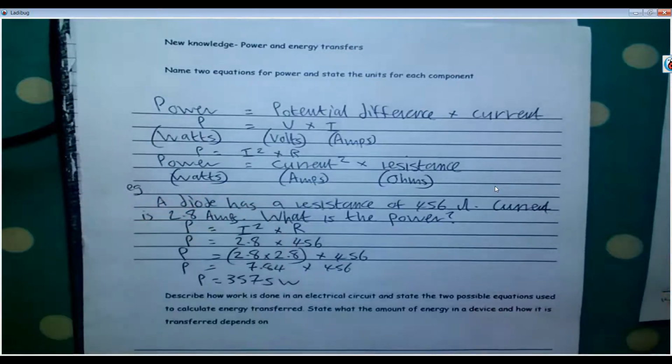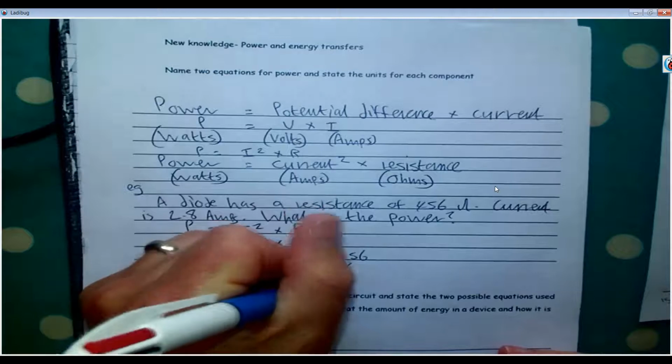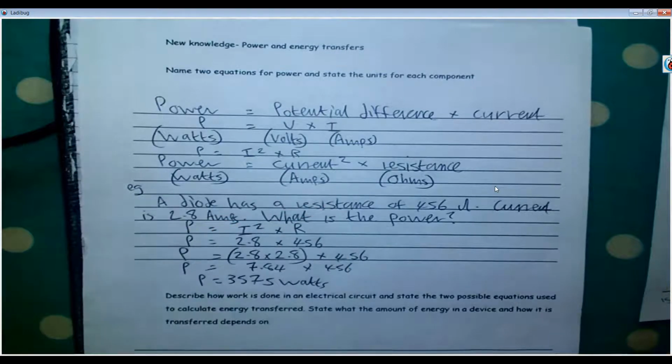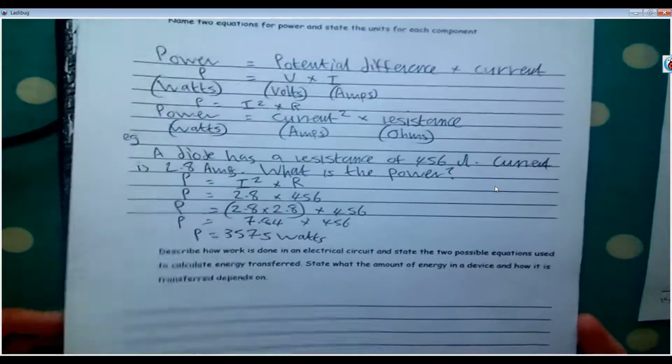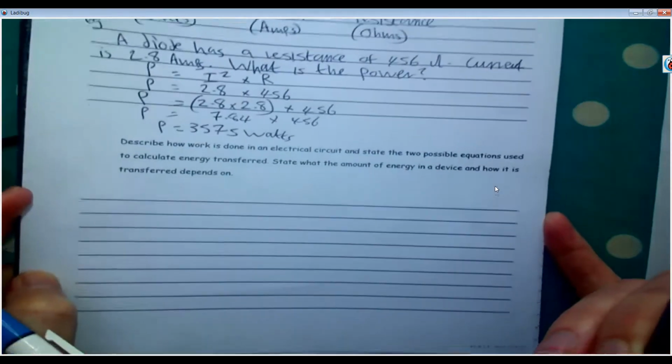3575 watts, or W for short. And that's a little example of how we can use P equals I squared R. So we've got a couple of other equations to look at today before we finish going through the new knowledge.